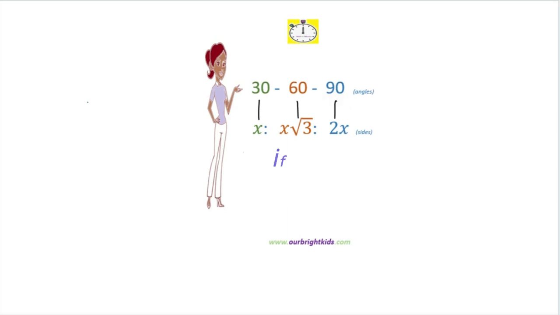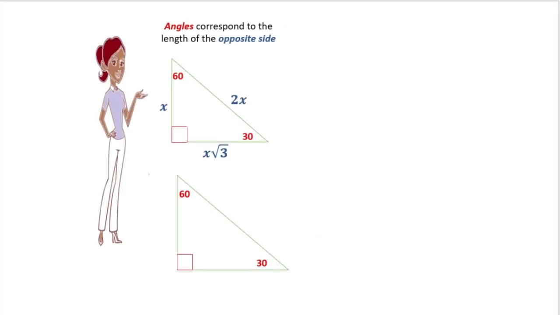So that is why it's a special triangle. If you know one of the lengths, you can figure out the other 2 lengths based on the specific ratio. So let's look at some examples.